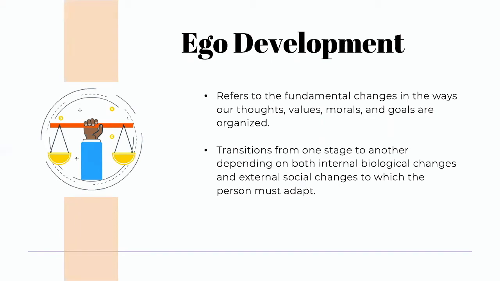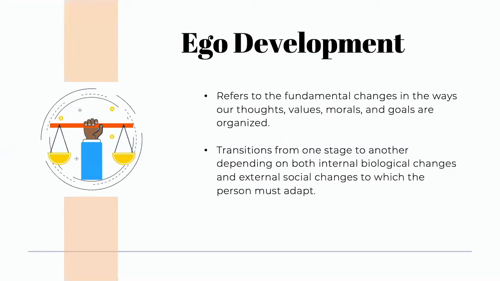Next is ego development, and this refers to the fundamental changes in the ways our thoughts, values, morals, and goals are organized. So this transitions from one stage to another, depending on both internal biological changes and external social changes to which the person must adapt.